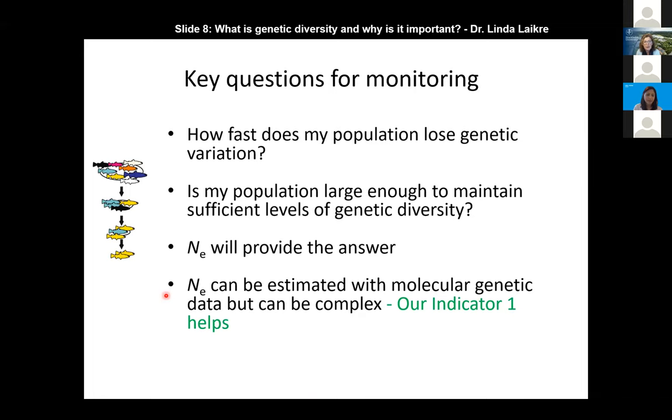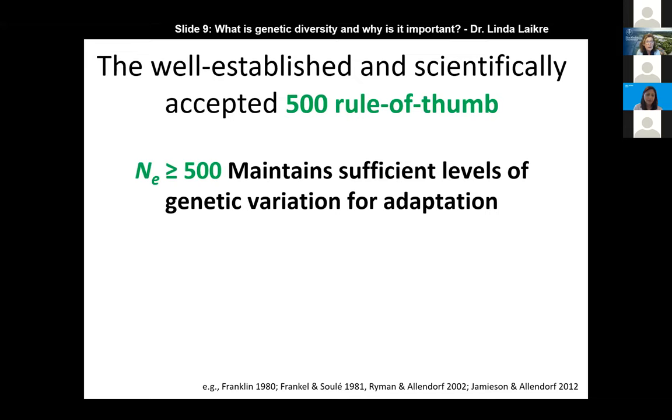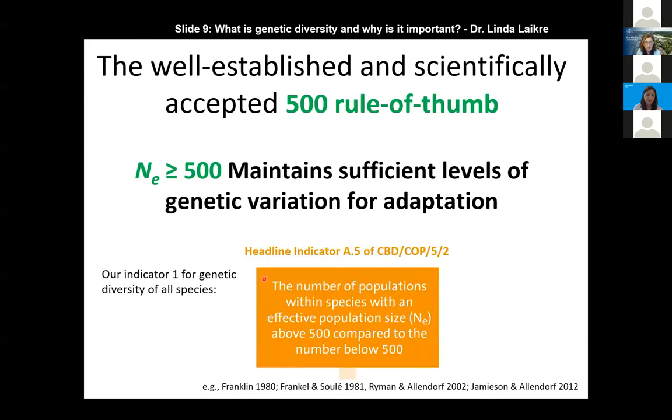It can be estimated from molecular data, but that can be complex. So we propose a simplified indicator to use, because it's well established in the scientific community that when we reach NE above 500 for a population, that means that population retains sufficient levels of genetic variation to be able to adapt. So this is why we have formulated a suggestion for an indicator, namely the number of populations within species with an effective population size NE above 500 compared to the number below.